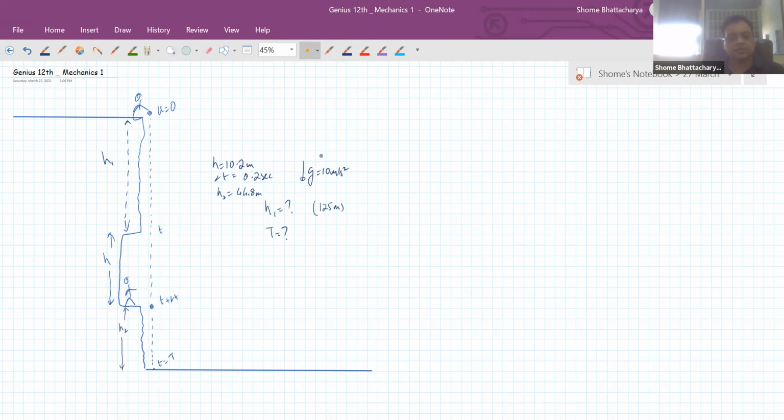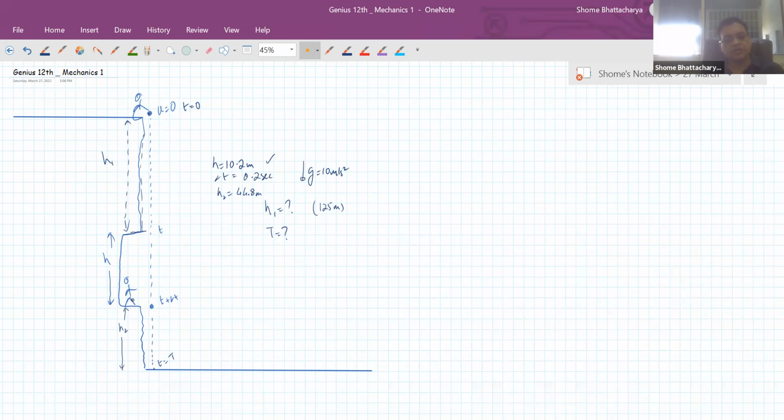Okay, so I'll just start by explaining this question. At time t equal to 0, a ball is dropped from the top of a cliff like this. Then there is a slot, or a cave, in the cliff, of height h at a depth of h1 from the point where it has been dropped. The height of this cave is given to us to be 10.2 meters.